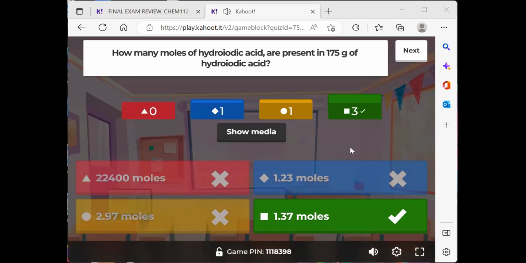When it comes to a question like this, remember that it is important that you can go from name to chemical formula, because you need to be able to calculate the molar mass. Because in this question, once you have the molar mass, you're going to take 175 divided by the molar mass to find the number of moles.